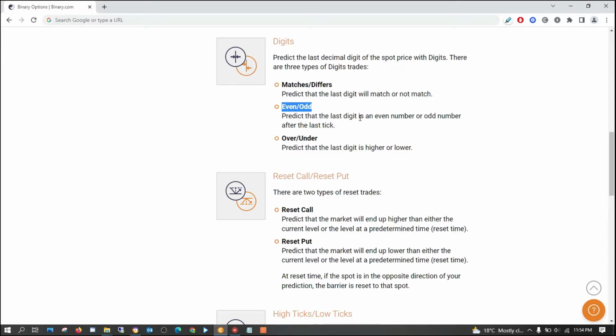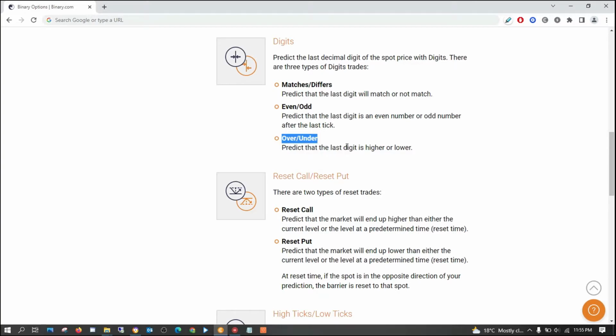This one, you predict whether the last digit is an even number or an odd number after the last tick. You may not understand these things here because maybe you haven't read on binary, but I'll show you how this one works when we go to the binary trading. And the other one is over under.